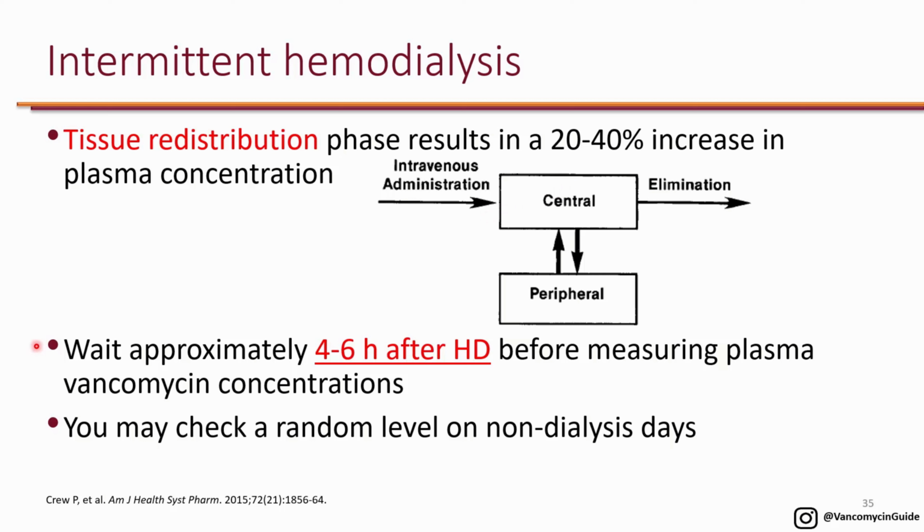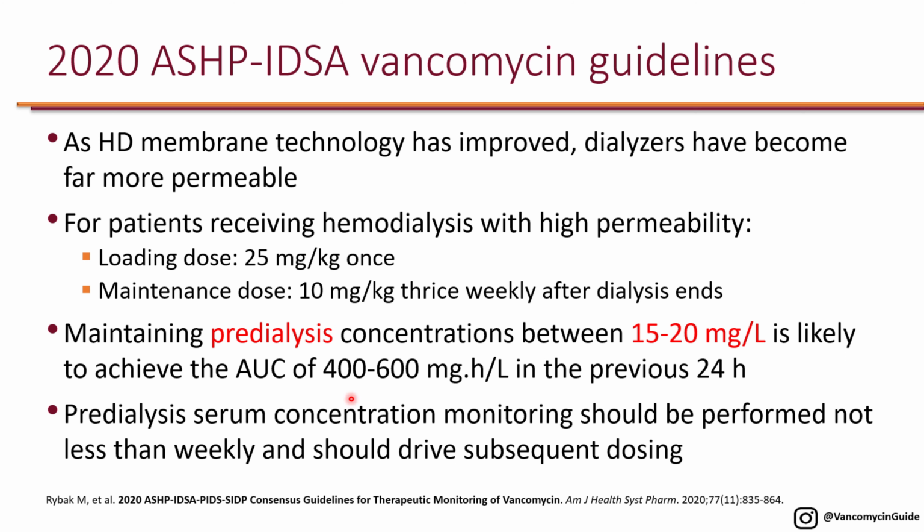So it's recommended to wait approximately 4 to 6 hours after hemodialysis to wait for tissue redistribution to be complete, and then get a vancomycin level, which would be a better indication of what the actual true level is in the patient. So your institution might have a protocol to get the vancomycin level 4 to 6 hours after completion of hemodialysis. However, majority of evidence is with getting a level pre-dialysis.